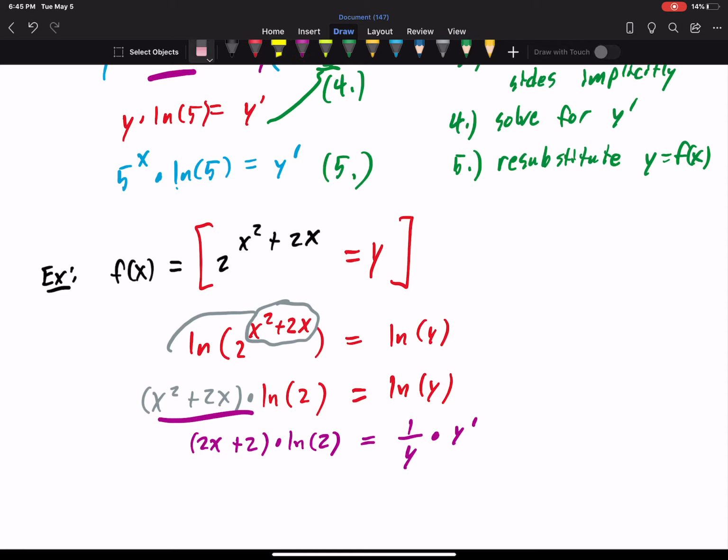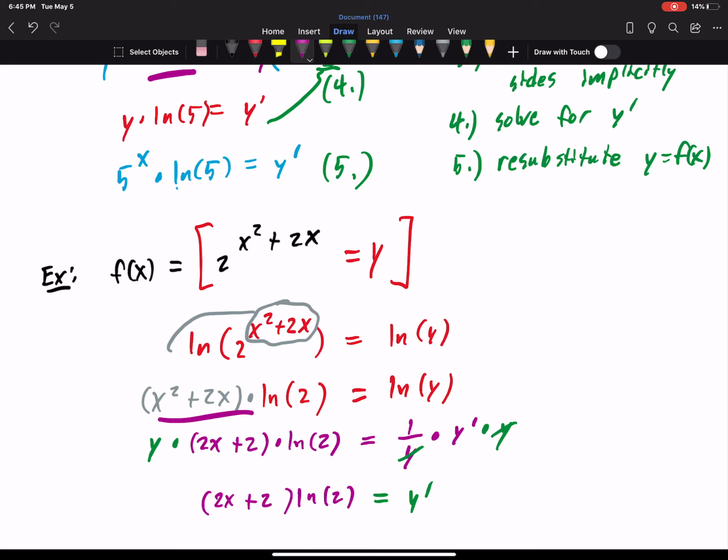All right, are we done yet? Not quite. The goal is to get y prime by itself. So we multiply both sides by y, so we can kill off the 1 over y on the right. So now we have y prime by itself, and we have y prime is equal to natural log of 2. I'm kind of writing this in reverse. That's what we have here.